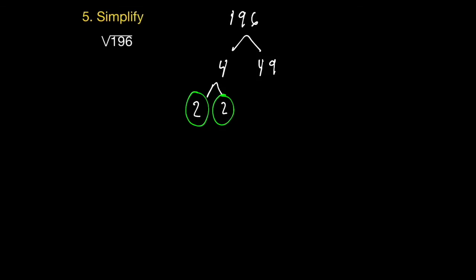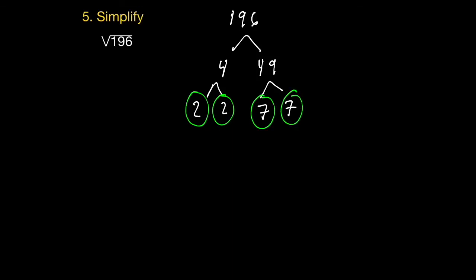Example number 5, the square root of 196. So I'll begin by getting the prime factorization of 196. And here I'm going to use 4 and 49. 4 times 49 will give me the 196. The 4, I can simplify it as a 2 times 2. And I already have a pair of prime numbers here. And then the 49, I can simplify that as 7 times 7. And I have another pair of prime numbers.